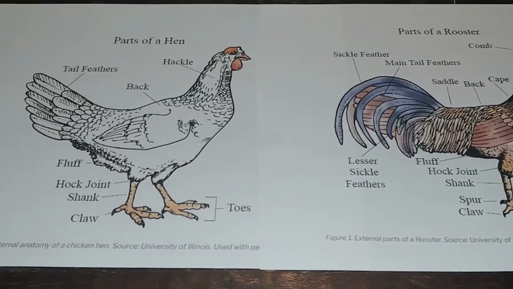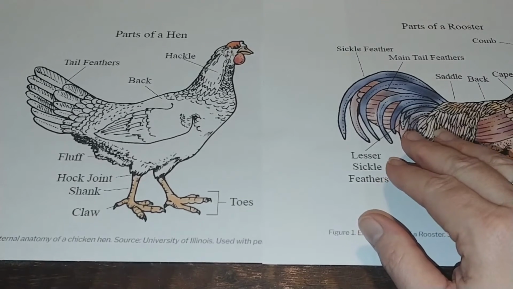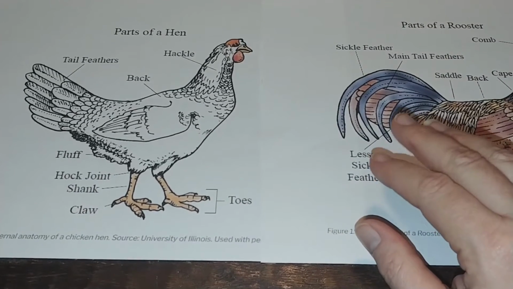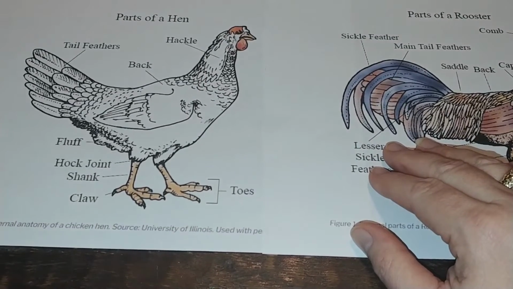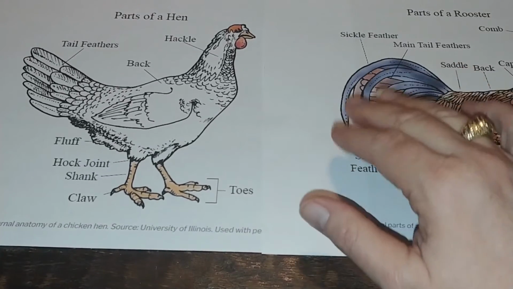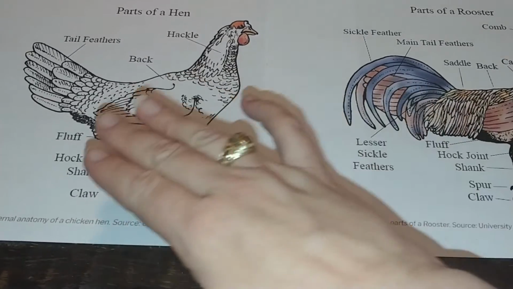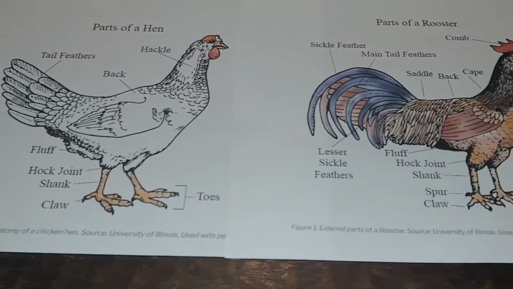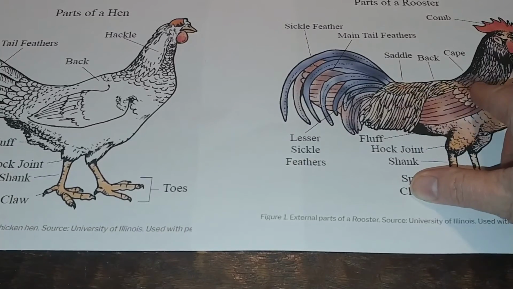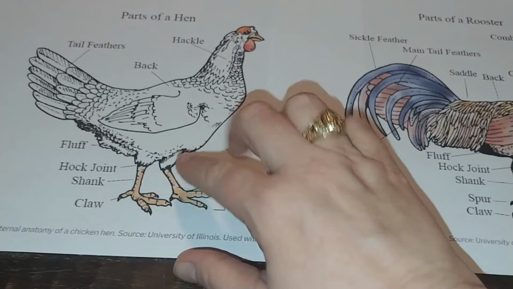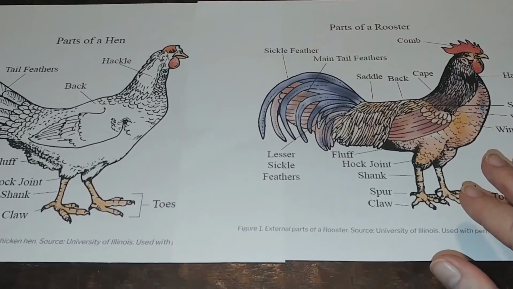Another difference you might notice is in the back, in their tail feathers. On a male, the tail feathers tend to be a lot longer than the females'. They also tend to be more pointed than the hens'. The hens' tail feathers, their sickle feathers, are a little more rounded. And you'll also notice that the rooster has a lot more feathers in his saddle and his back and his cape. Those are things that the female doesn't necessarily have. So that is another difference between the rooster and the hen.